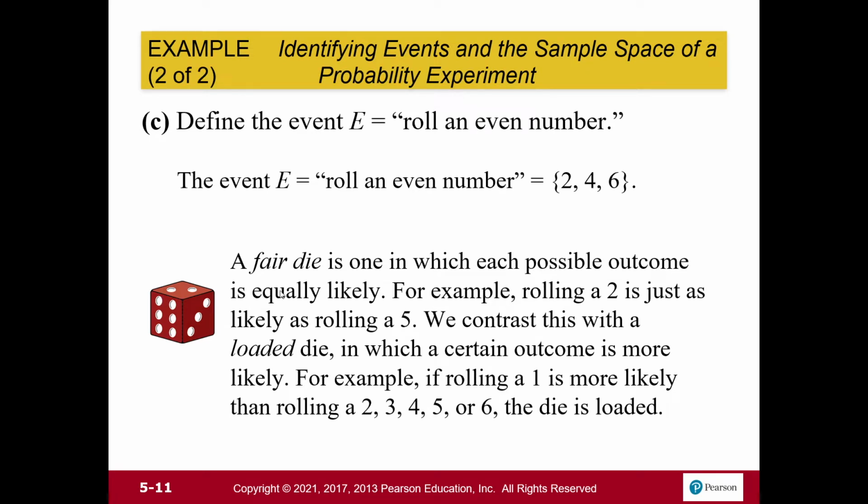A fair die is one in which each possible outcome is equally likely. For example, rolling a 2 is just as likely as rolling a 5. We contrast this with a loaded die, in which a certain outcome is more likely. For example, if rolling a 1 is more likely than rolling a 2, 3, 4, 5, or 6, the die is loaded.